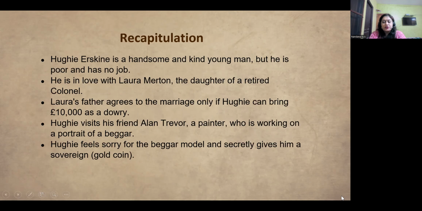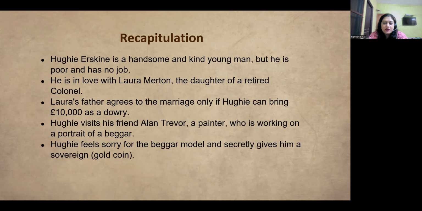Let us try to recapitulate the entire story. In the previous session, the contextual interpretation of the entire lesson was done. So to recap, Hughie Erskine, our protagonist or our hero, is a handsome and kind young man, but he is poor and has no job. It seems Lady Destiny also is not interested in him. At the beginning of the story, he is in love with Laura Merton, the daughter of a retired colonel. Laura also is a good-hearted, sweet girl. She too genuinely loves Hughie Erskine.